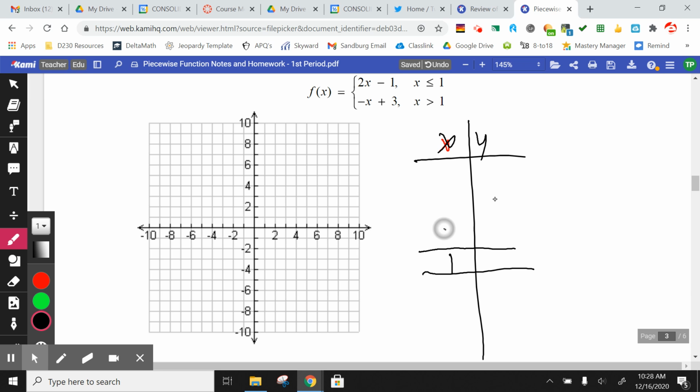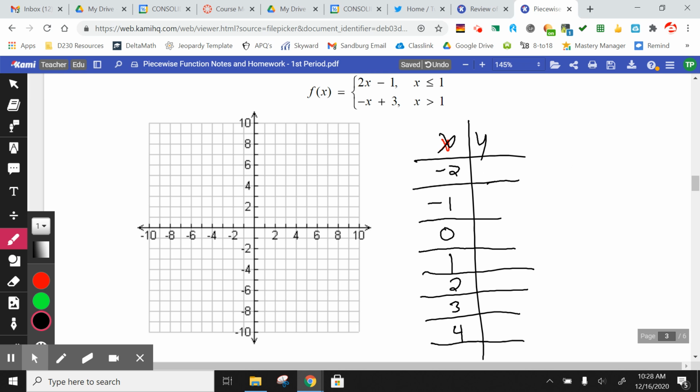And then let's pick a couple numbers smaller, so we'll go 0, -1, -2. And then a couple numbers bigger, so we'll go 2, 3, and then 4. And then this is a review of what we did at the beginning.